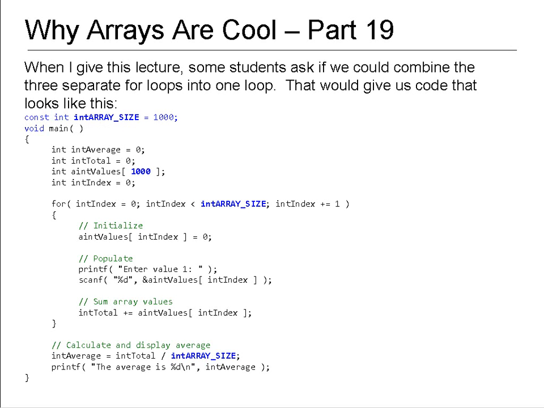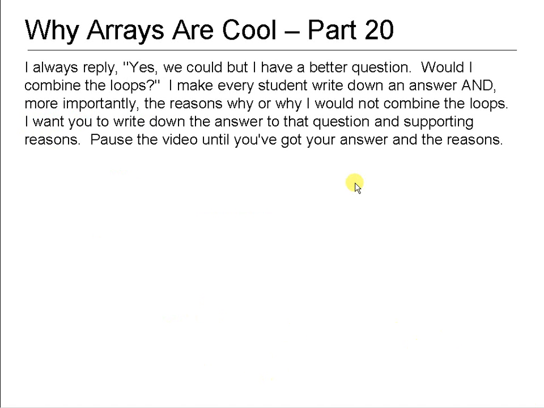When I give this lecture, some students ask if we could combine the 3 separate for loops into one. And that would give us code that looks like this. So you notice I have one for loop, and inside I initialize, populate, and sum, and then I do my calculations after. I always reply, yes, we could combine the loops. Obviously, I just showed you the code. But I have a better question. Would I, me, Pat Callahan, combine the loops?